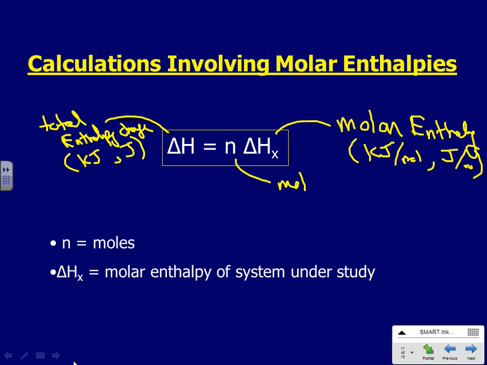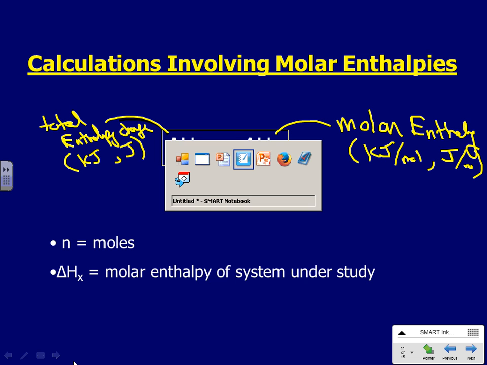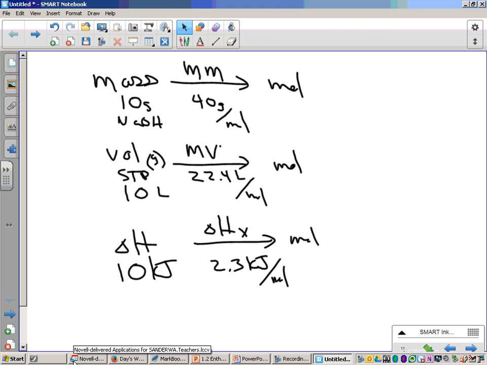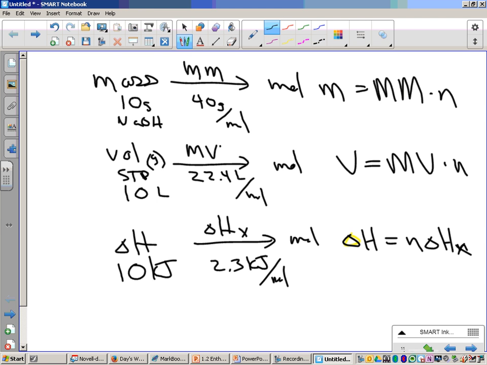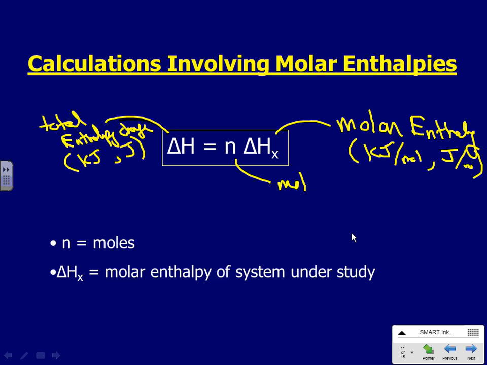Now, in the previous courses, we used everything as conversion factors, but you could write down equations for all of these, right? So in this case, delta H is equal to N times the molar enthalpy, delta HX. In this case, the volume would be equal to the molar volume times the moles, right? And in this case, the mass would be equal to the molar mass times the moles, right? Everyone has its own equation, but we just use them as conversion factors, right? But you could do everything with equations as well. We're going to do an equation first, and then we'll use it as a conversion factor. I'll show you how to do both.